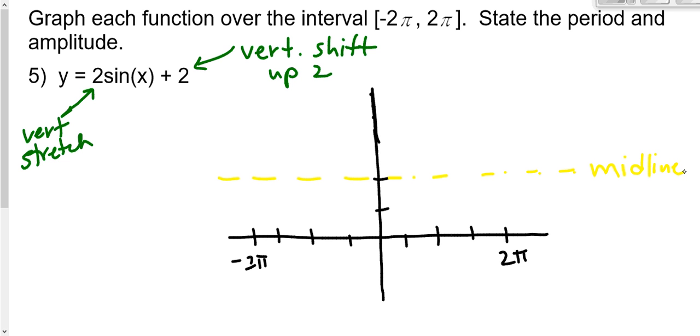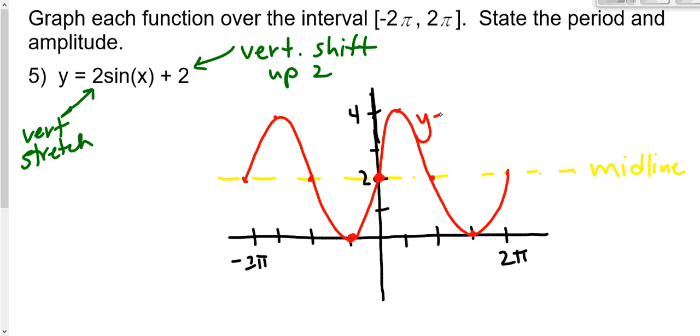And then what we want to do is make our sine graph go up 2 units from the middle and down 2 units from the middle. Like normally we would start at a height of 0, so we shifted that up, started at a height of 2, and from there we go to the top, to the middle, to the bottom, to the middle. Same thing on the other side, to the bottom, to the middle, to the top, to the middle. Okay, so that is y equals 2 times sine of x plus 2.